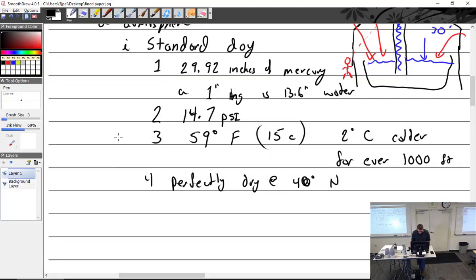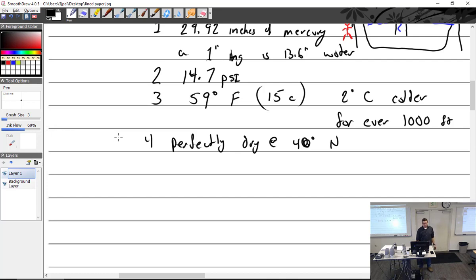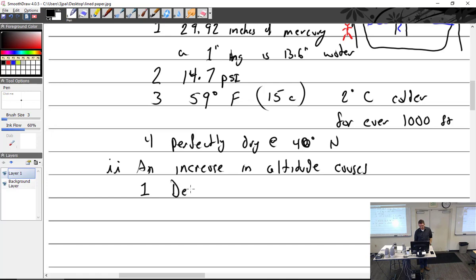All right, perfectly dry. We're going to eventually talk a lot about turbochargers in this class, so we have to understand what happens with our altitude. So an increase in altitude, as we go up, causes what to happen? What about the pressure around us, that 29.92? What happens to that? We have a decrease in pressure.